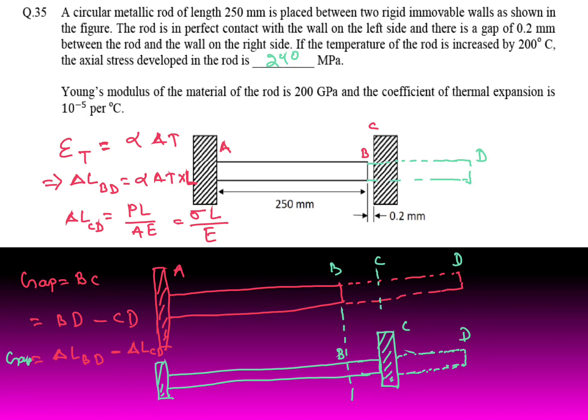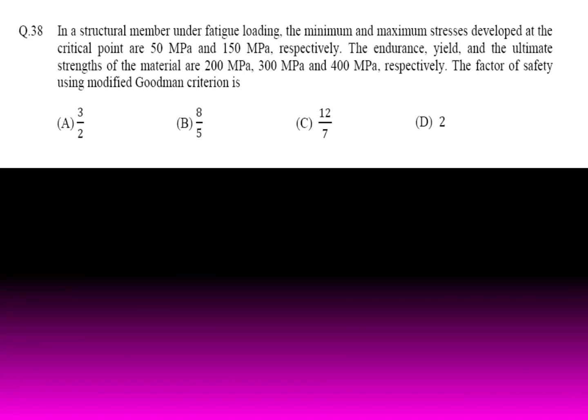Question is, in a structural member under fatigue loading, the minimum and maximum stresses developed at the critical point are 50 megapascal and 150 megapascal respectively. The endurance, yield and ultimate strength of the material are 200 megapascal, 300 megapascal and 400 megapascal respectively. The factor of safety using modified Goodman criterion is how much? So modified Goodman we have to calculate.